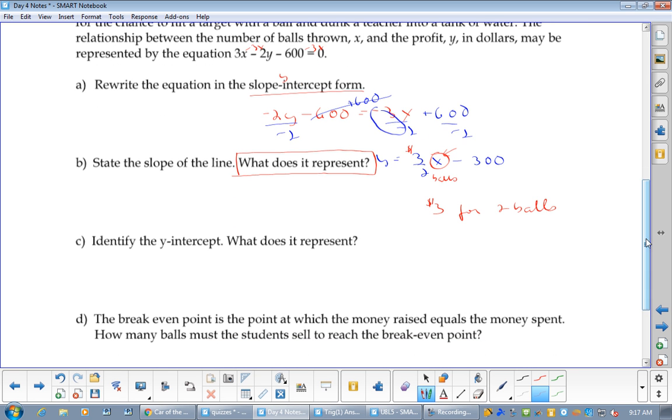Now, what does the y-intercept represent? Yeah. So $300 is initial cost. Now, if you sold 2 balls, are you still in debt? Okay. In any business adventure, unfortunately, there's a point where you're going to be in debt for a long time.